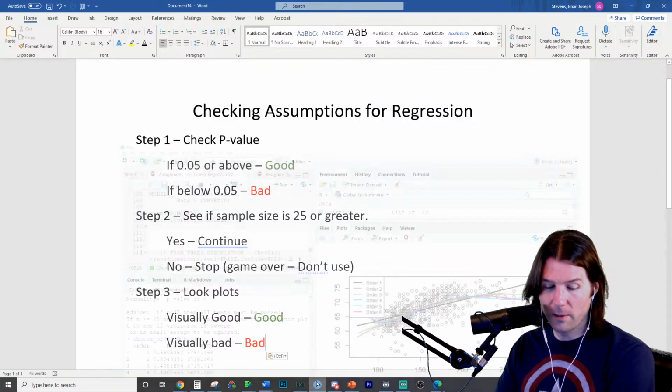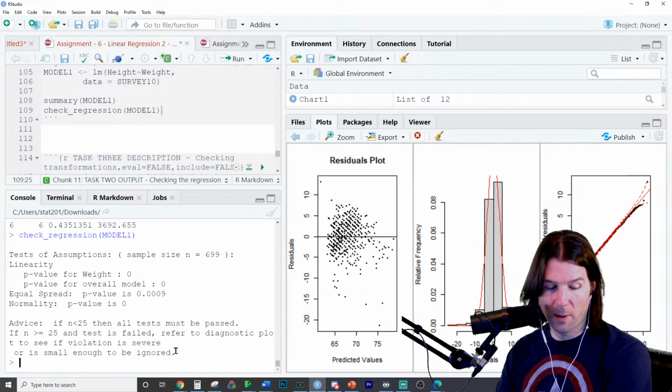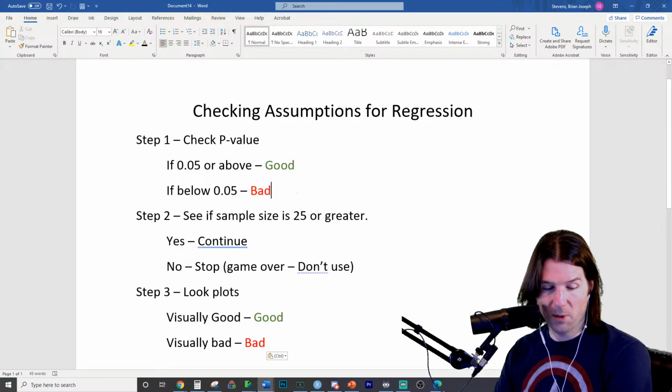Next condition right here. Well, we did the steps, so just to hear the steps fully and see me do the steps one by one. I look at the equal spread. We fail it. So that's the first step right here. The p-value is bad because it's below 0.05.